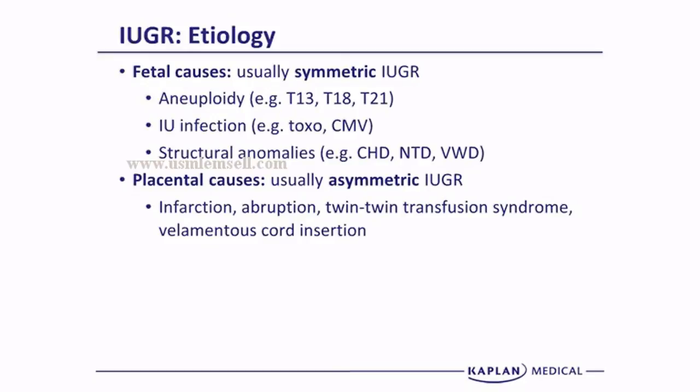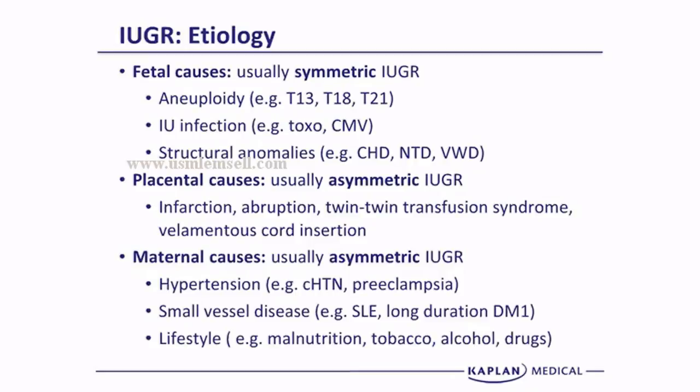Even if you have insertion of the umbilical cord on the edge of the placenta, it can give you decreased perfusion. The maternal causes are usually vascular related. It could be hypertension. The mom has chronic hypertension, mild preeclampsia, severe preeclampsia. We would see severe end organ problems with the baby because of the placenta. We could have small vessel disease, such as systemic lupus, such as long-standing type 1 diabetes mellitus. It could be lifestyle, severe malnutrition, tobacco, alcohol, drugs, substance abuse. Any of these could be responsible for asymmetric IUGR.